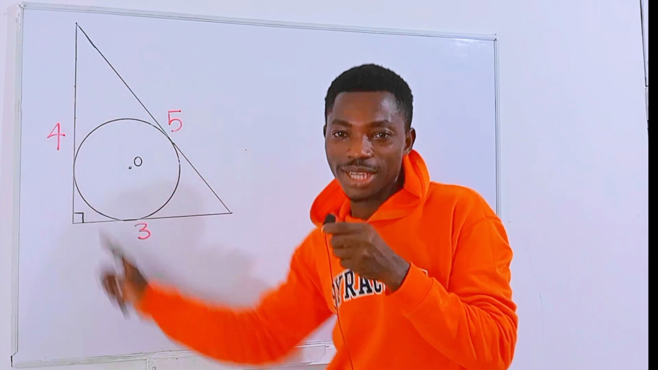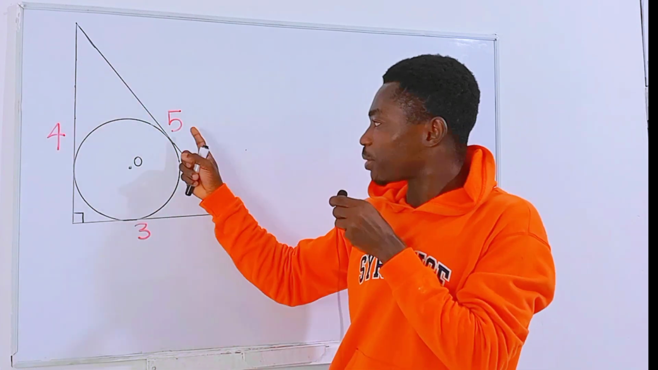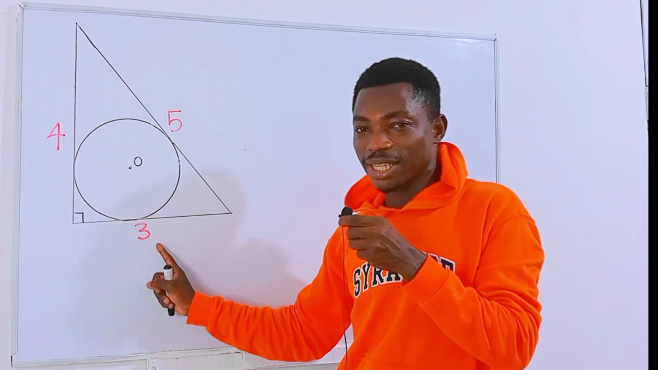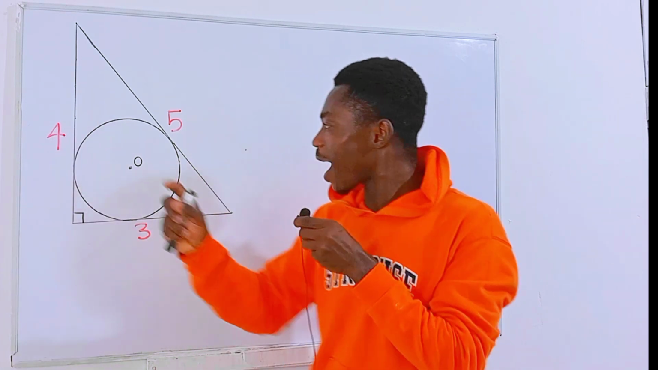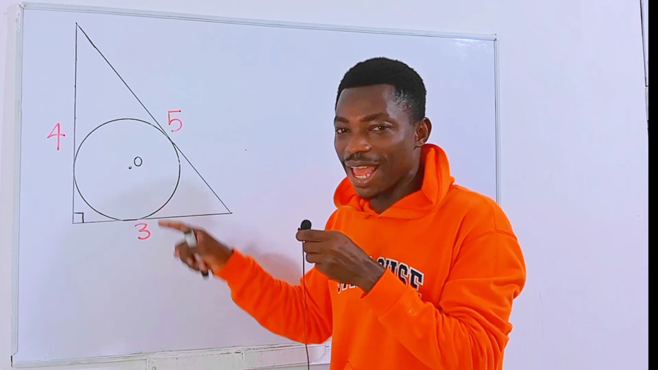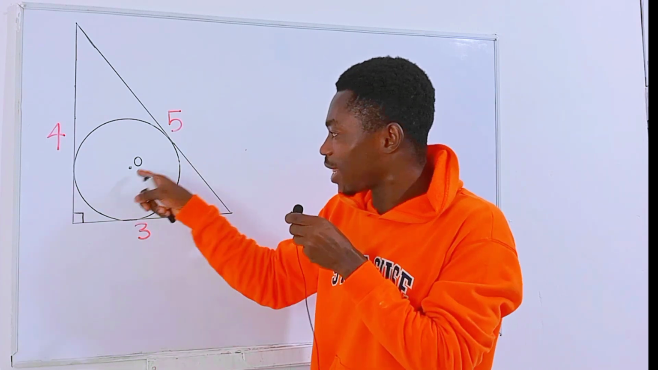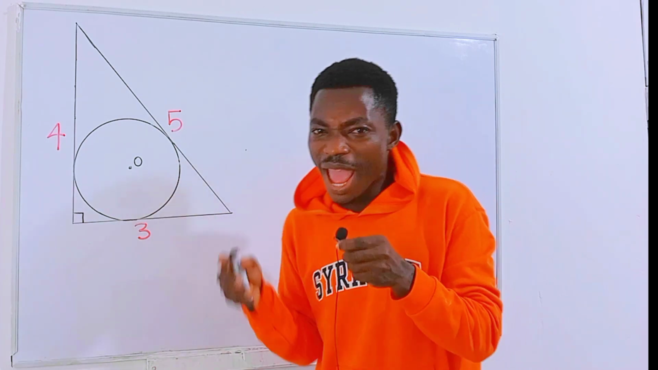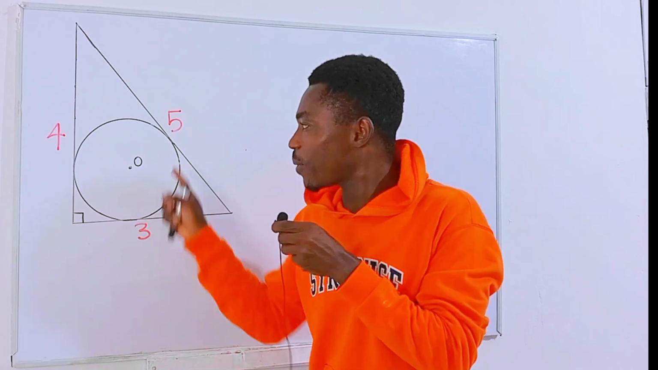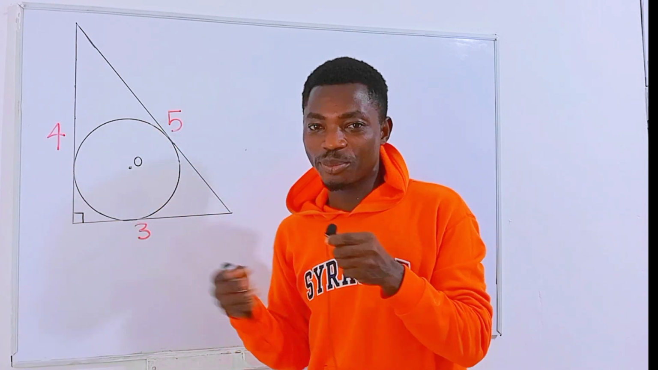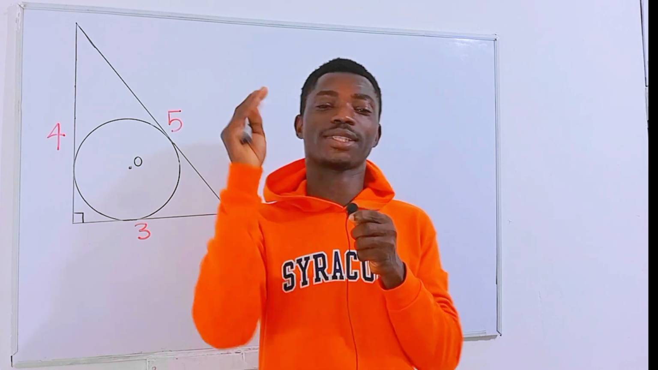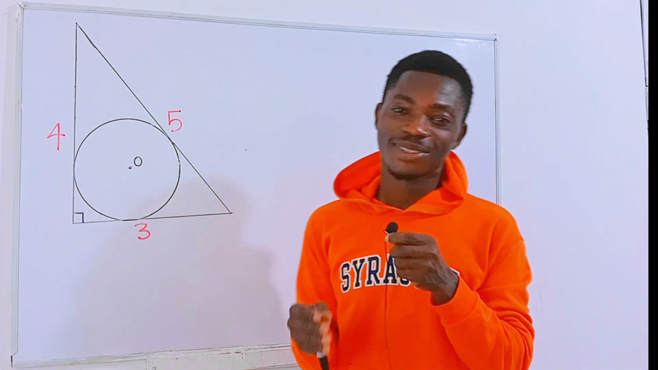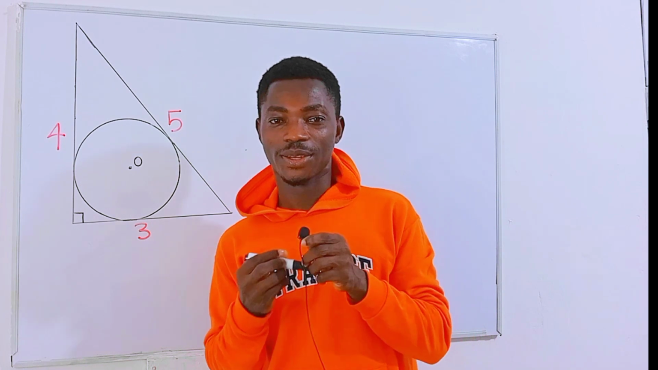We are given this right angle triangle of which the hypotenuse is 5, the base is 3, and then the height is actually 4. That is not all. We have a circle inscribed in it, and the center of the circle is this point right here, which is O. And we are supposed to find the area of this circle. Pretty interesting, huh? Feel free to pause the video and try this first. Are you done? Cool. Now let's get started.